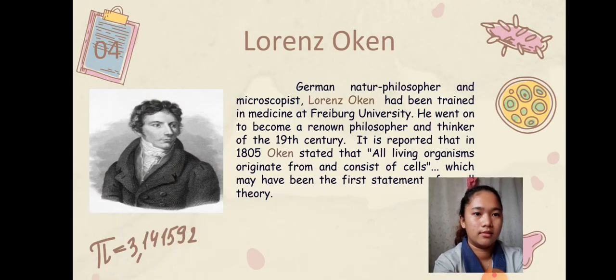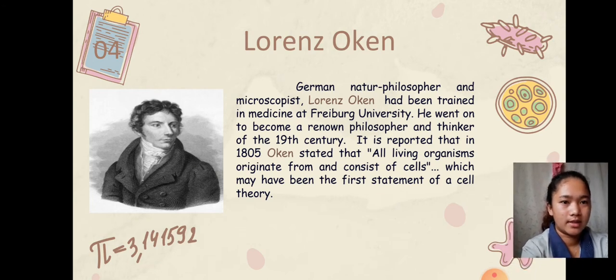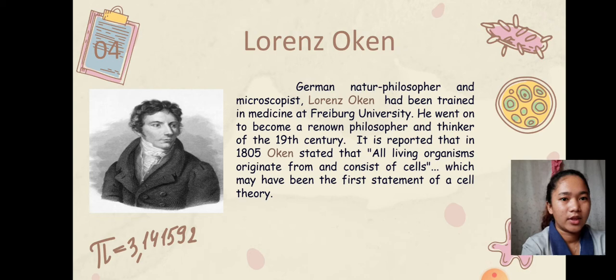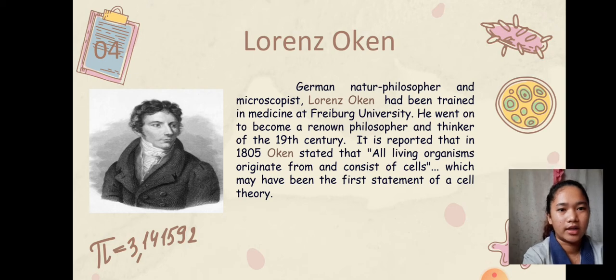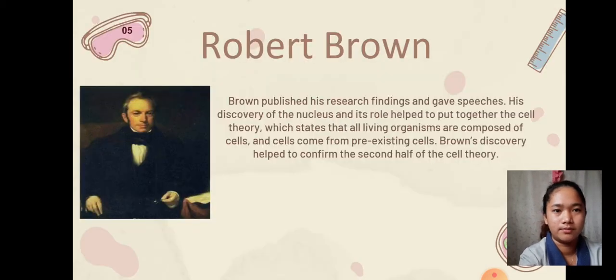Lorenz Oken, a German nature philosopher and microscopist. Lorenz Oken had been trained in medicine at Freiburg University. He went on to become a renowned philosopher and thinker of the 19th century. It is reported that in 1805, Oken stated that all living organisms originate from and consist of cells, which may have been the first statement of a cell theory.